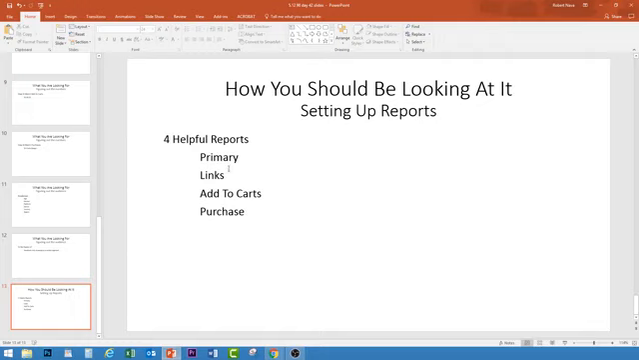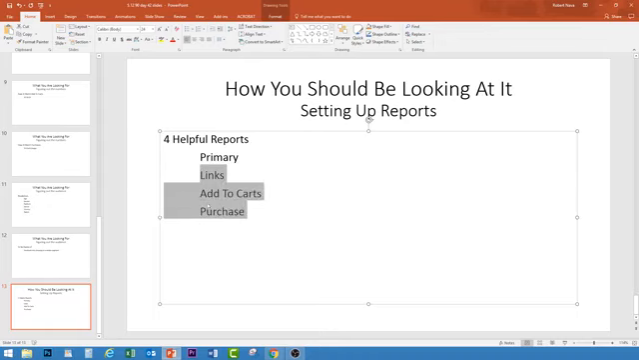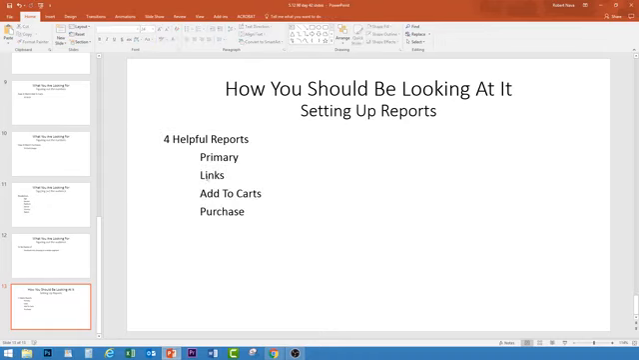Then I have one that gives me a quick look at my link click information, one that gives me a quick look at my add to cart information, and a report that gives me a quick look at my purchase information. The reason I like these separate rather than just going to my primary is that I can look at them easily on my iPhone by setting them up separately. Those of you who have ever tried to look at your reporting on your phone, just go to your browser and look at the desktop version of ads manager, and you'll see what I'm talking about.